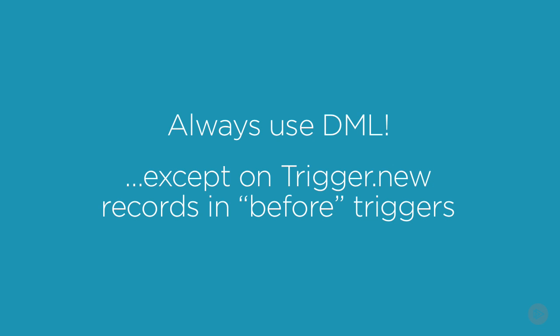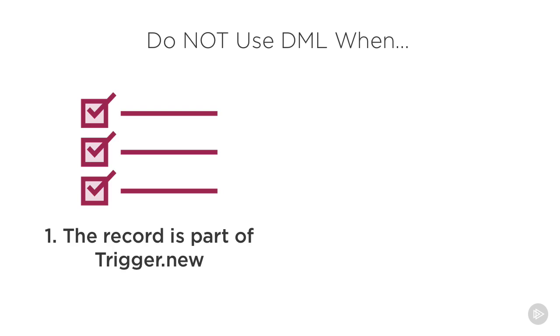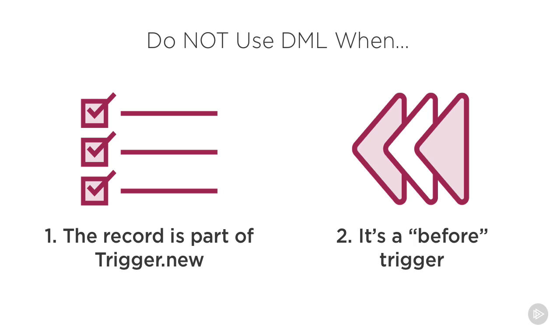Let me repeat that. Always use DML, unless both of the following are true: your records are inside trigger.new, and you're in a before trigger. If both of these scenarios are true, your record will automatically update itself at some point after your trigger finishes. This is because before triggers run just before records in trigger.new are about to be saved. Let's go through a few examples so you get a better idea of this.